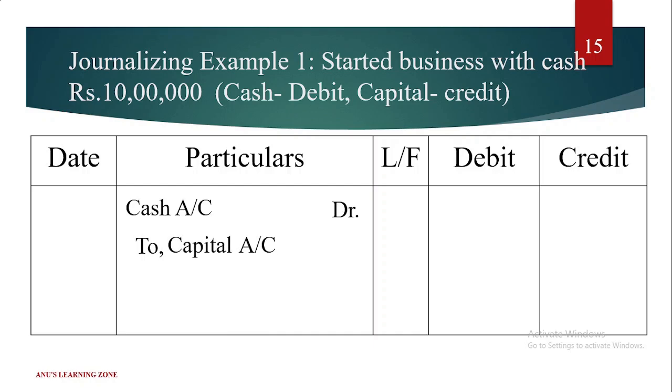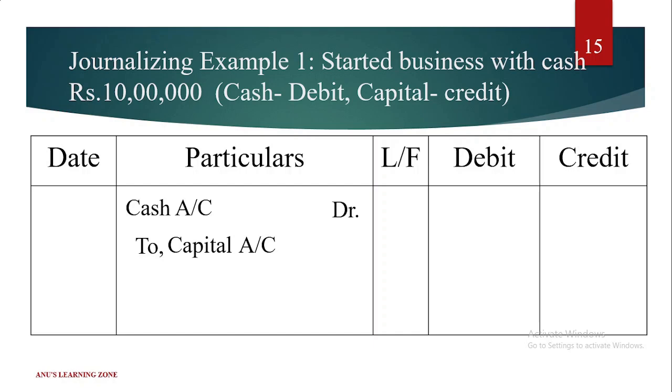Okay. So the account that is to be debited should be written first. And the account that is to be credited should be written on a second line, starting with "To". Then the name of the account to be credited. So here it is the capital account. So we have to write "Cash account Dr. To capital account."